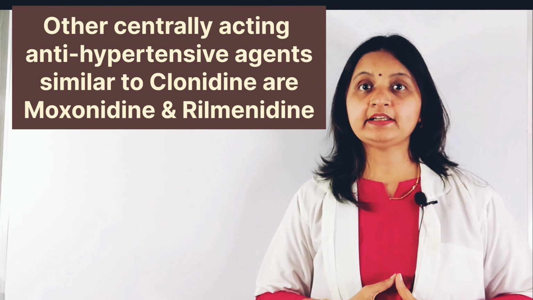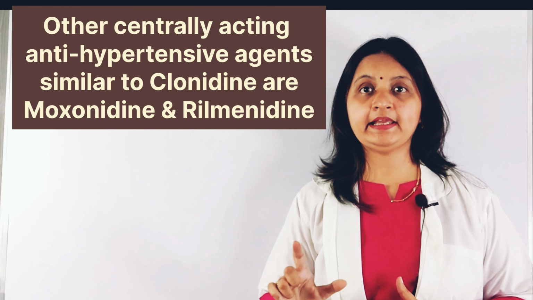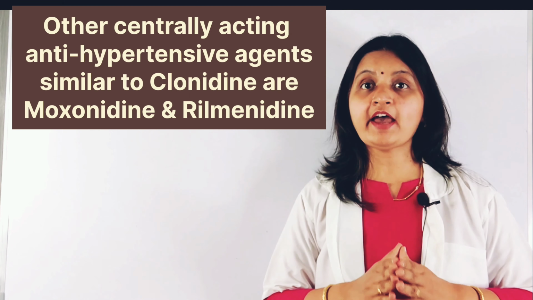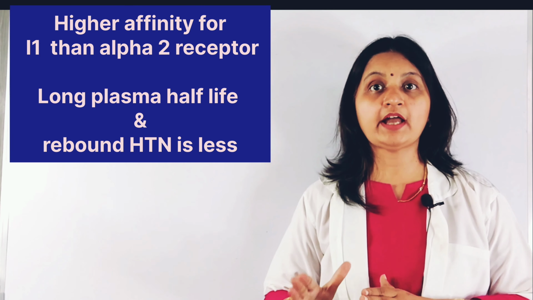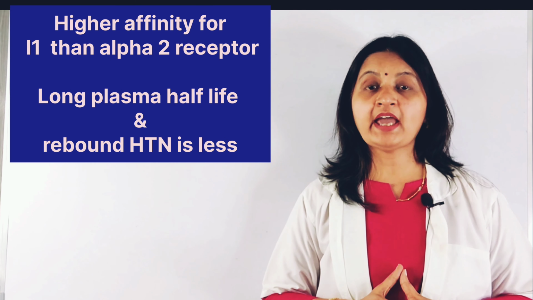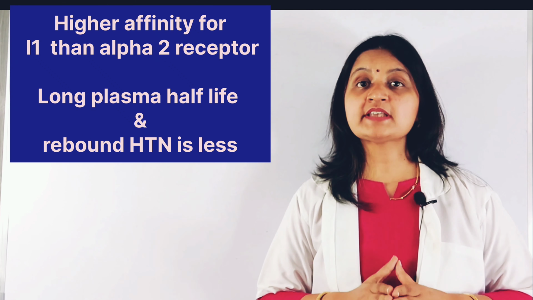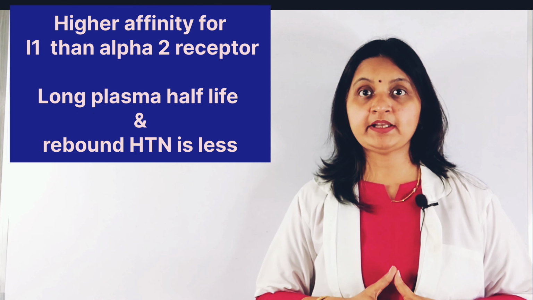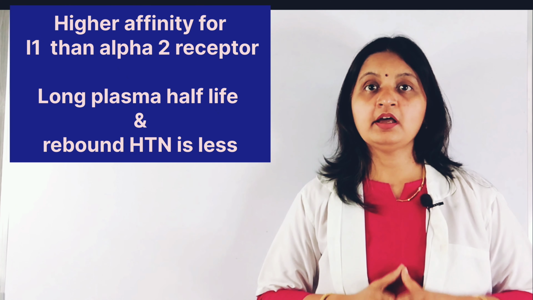The other centrally acting antihypertensive agents are moxonidine and rilmenidine. They have a higher affinity towards imidazoline receptors compared to that of clonidine. And also they have a longer half-life and a more pronounced action. Therefore, side effects such as rebound hypertension, which is more common with clonidine, are less frequent with moxonidine or rilmenidine. These are newer drugs and can be used as antihypertensive agents.